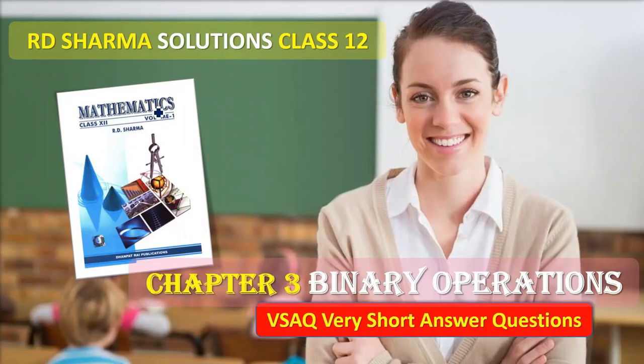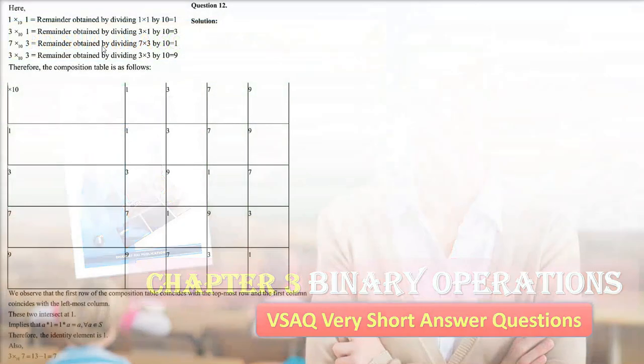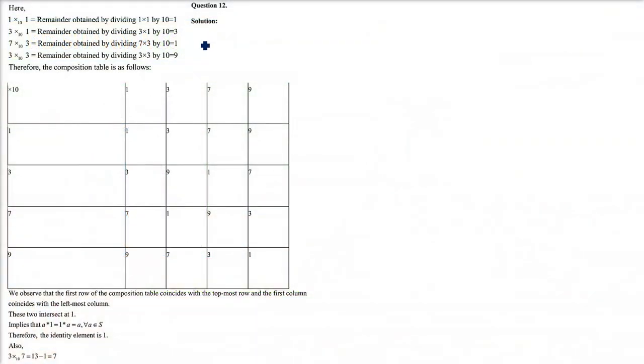This is R.D. Sharma Solution Class 12, Chapter 3 Binary Operation VSAQ, very short answer question. Question number 12. For the binary operation multiplication modulo 10, so x10 we are talking about, defined on the set S equal to {1, 3, 7, 9}. So let me write this set: 1, 3, 7, 9. Write the inverse of 3.